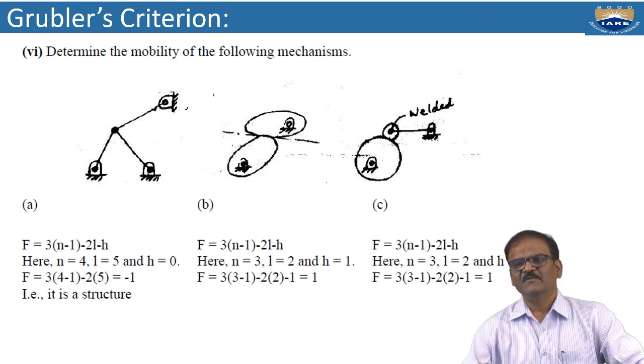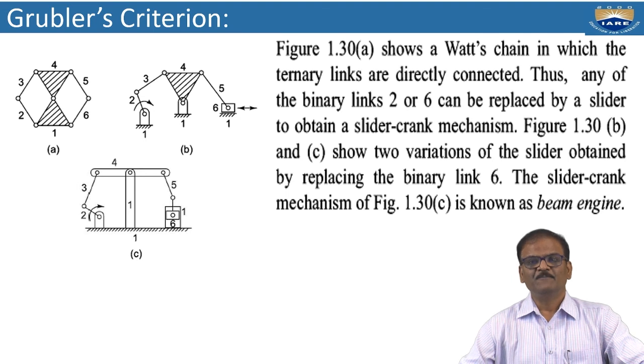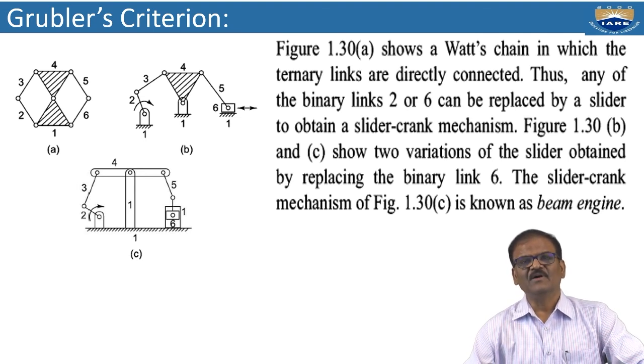And here also, when you consider the follower, it is welded to the lever. So therefore, there is no relative motion between those links of welded component, and it is also going to yield only 1 degree of freedom. Hence, it is also going to give 1 degree of freedom in the mechanism. And what is the advantage of Grubler's criteria? By understanding the degrees of freedom and mobility in a mechanism.